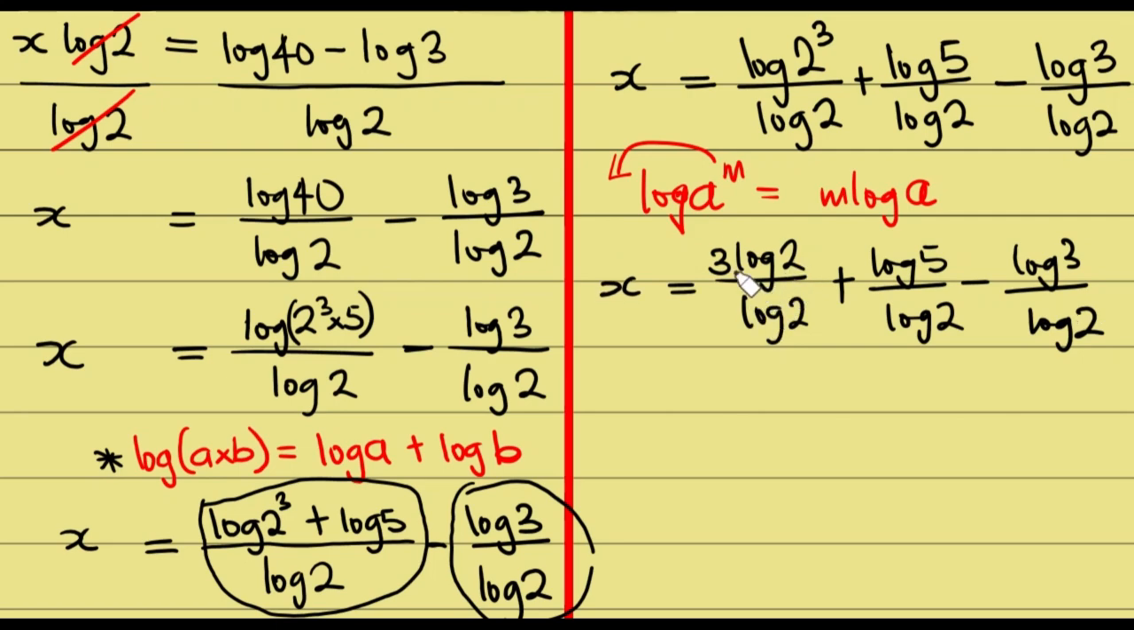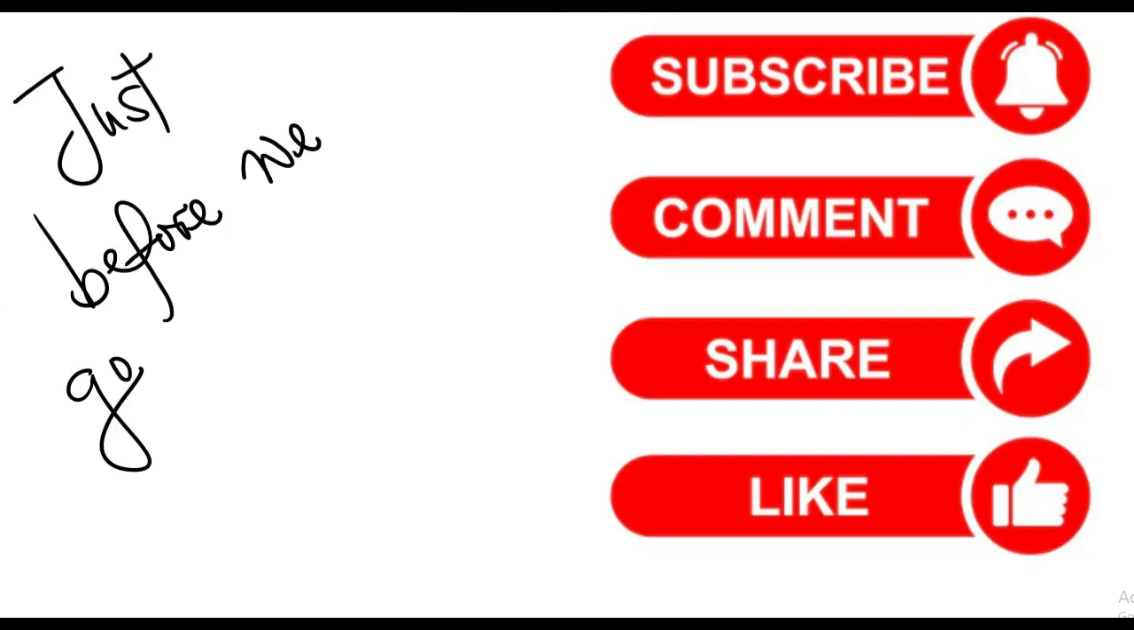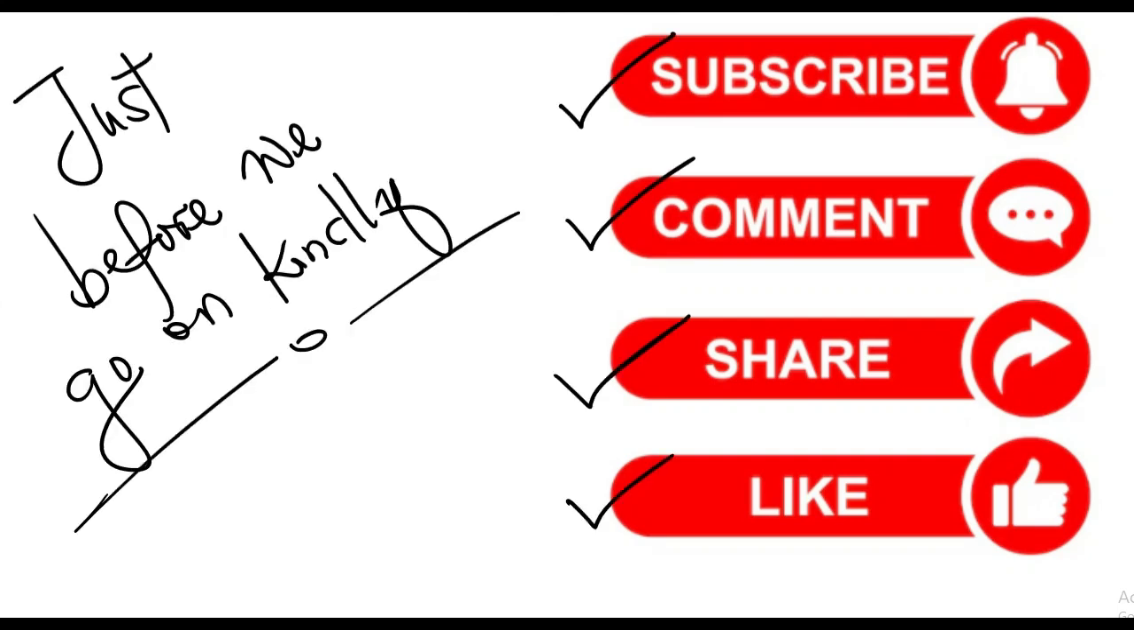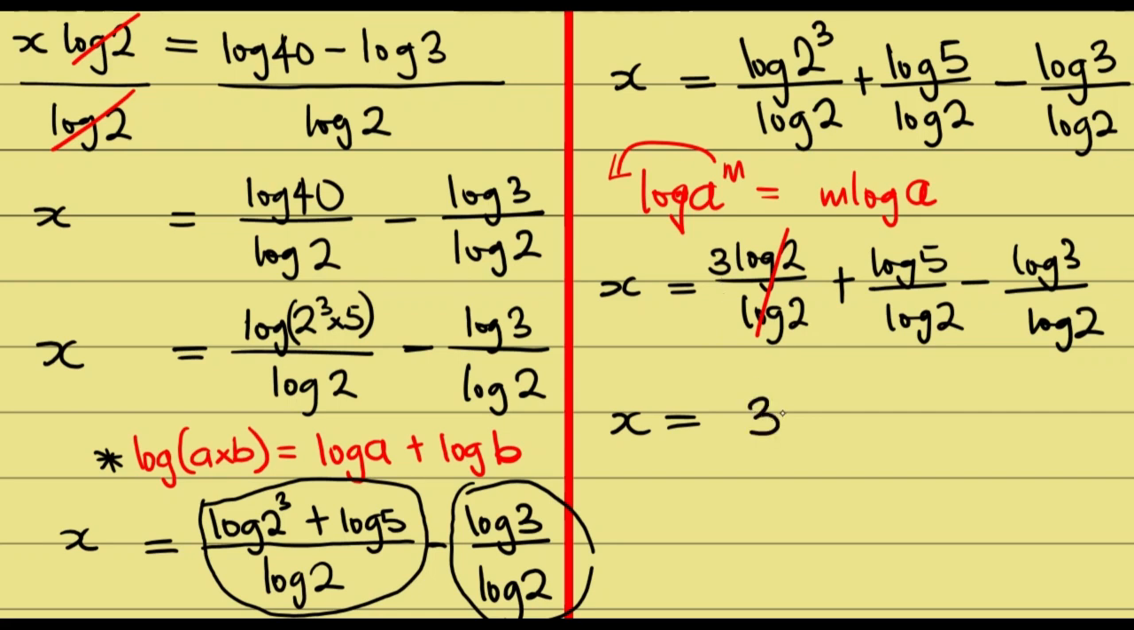Obviously, everybody knows that this log 2 is going to cancel this log 2 here. Then the value of x is going to be equal to 3, then plus log of 5 over log of 2, minus log of 3 over log of 2.